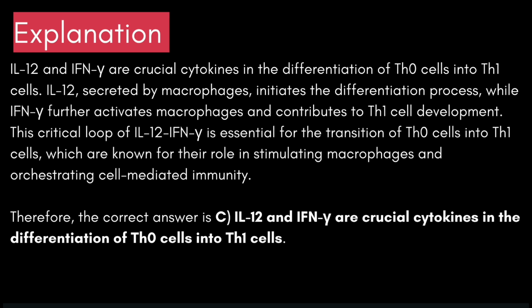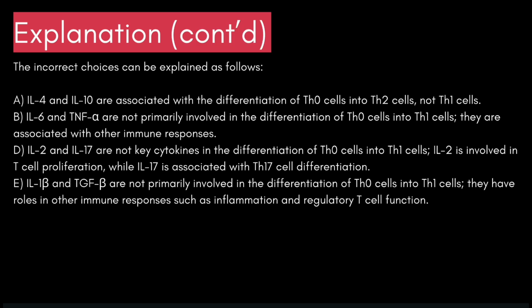IL-12 and interferon gamma are crucial cytokines in the differentiation of Th0 cells into Th1 cells. Let's go ahead and see why the other answer choices are incorrect. IL-4 and IL-10 are associated with the differentiation of Th0 cells into Th2 cells, not Th1 cells. IL-6 and TNF-alpha are not primarily involved in the differentiation of Th0 cells into Th1 cells. They are associated with other immune responses.